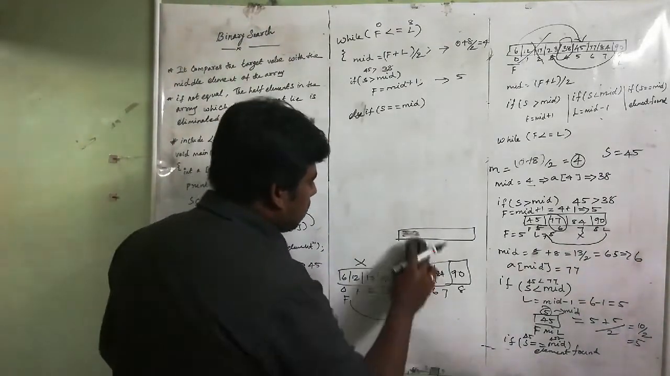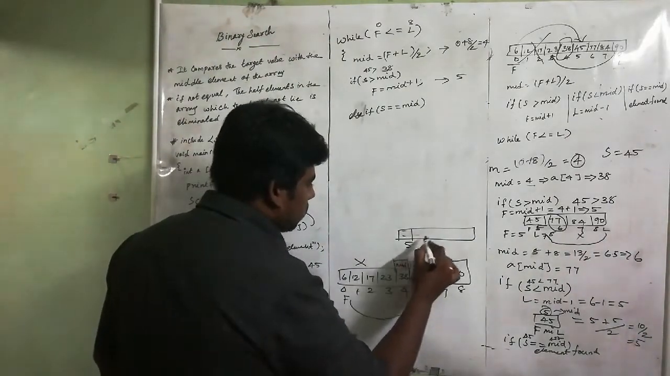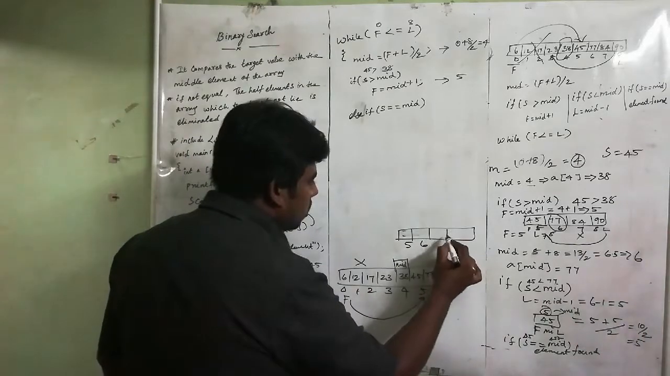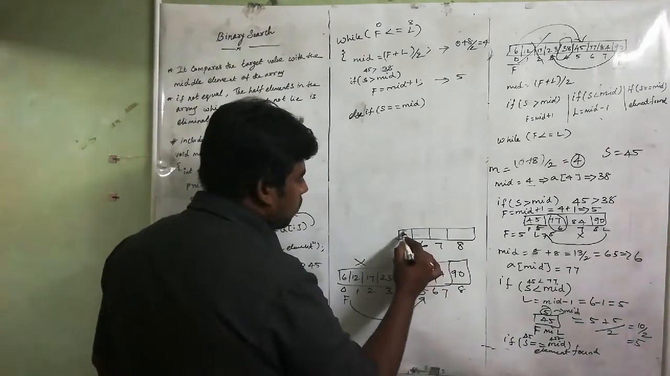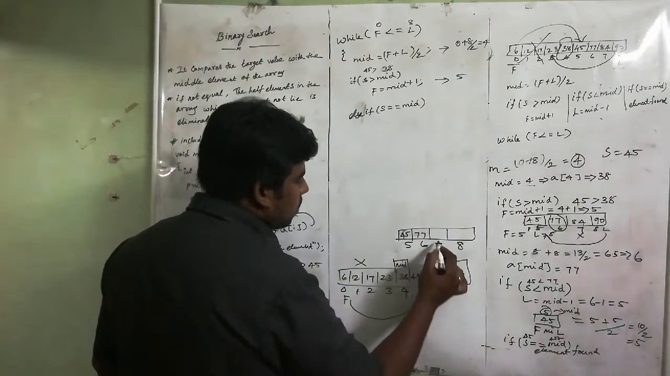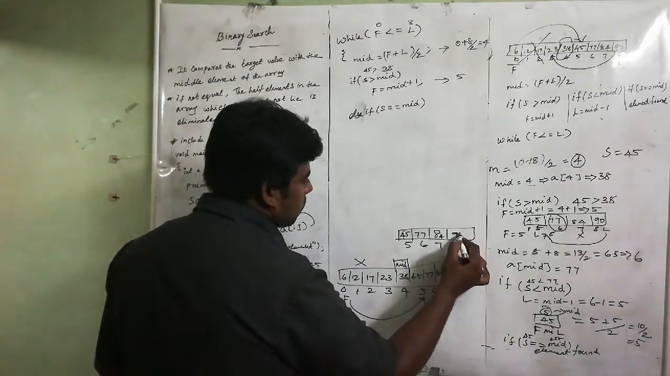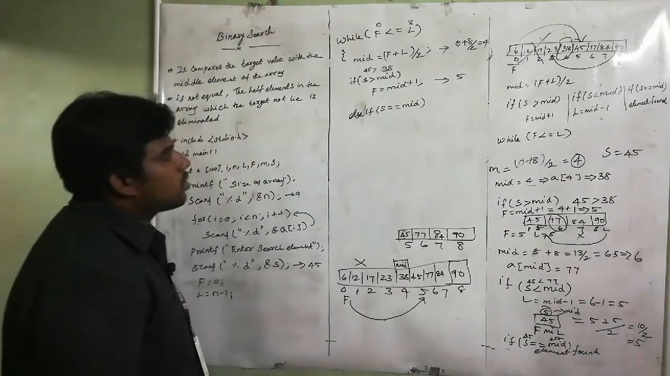First is here, right? Fifth element is 5, right? So 5, 6, 7, 8. So 45, 77, 84, 90. Okay.